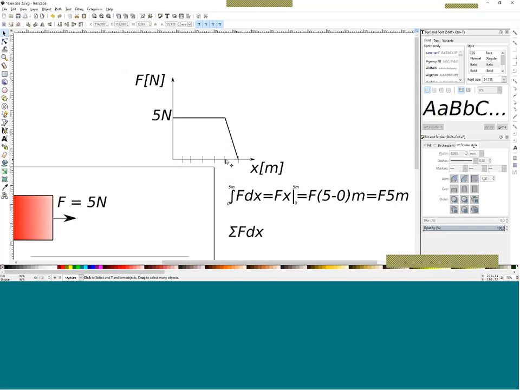We have 1, 2, 3, 4, 5, 6, so all the way up to 6 meters. I want you guys to find, actually, let me double check this. Can you guys do this? I think you can. But I don't think you need to use integration, but we could use it.